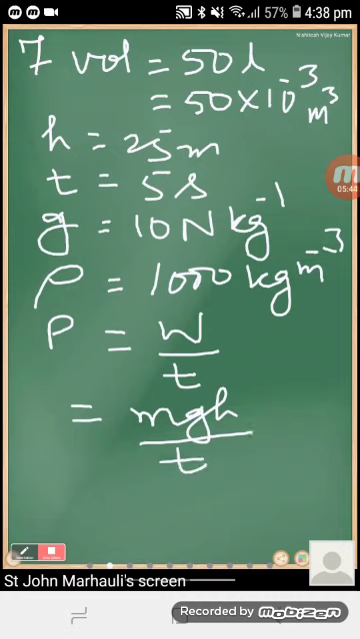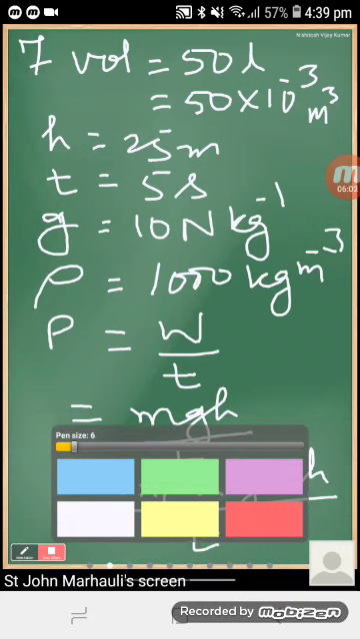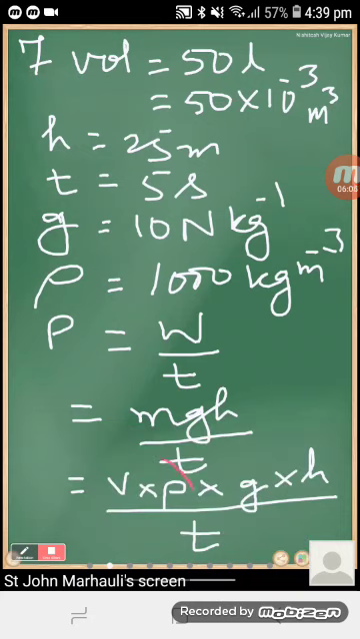Now for m, we have the volume of the water into density of water multiplied by g multiplied by h upon t. So this factor, if you observe, this portion basically is providing me with the mass. Alright? So now we will be putting the values.